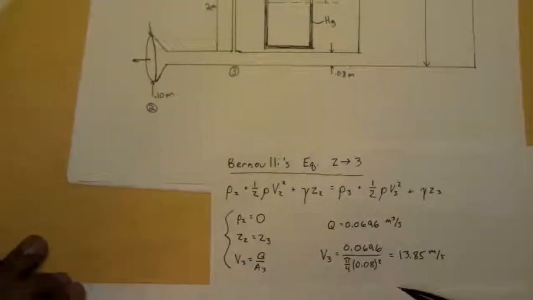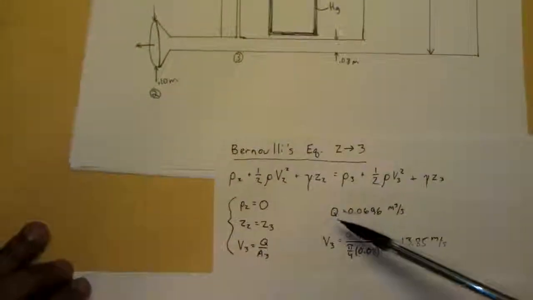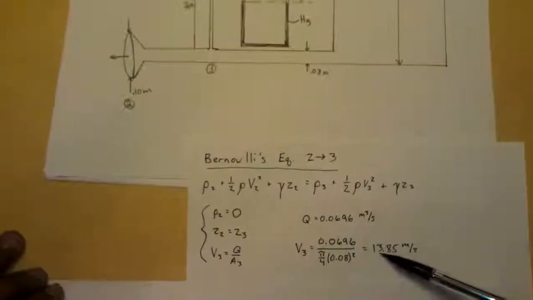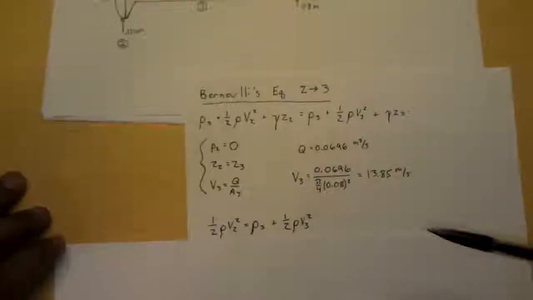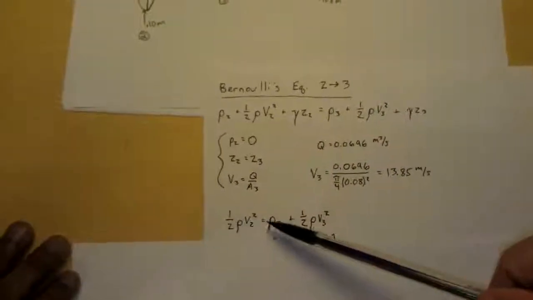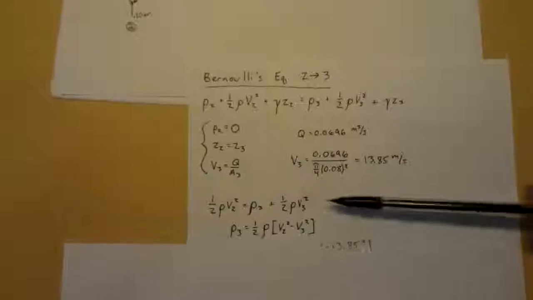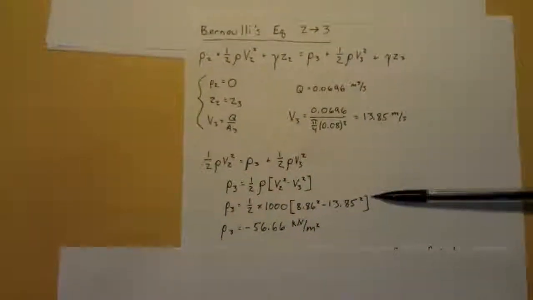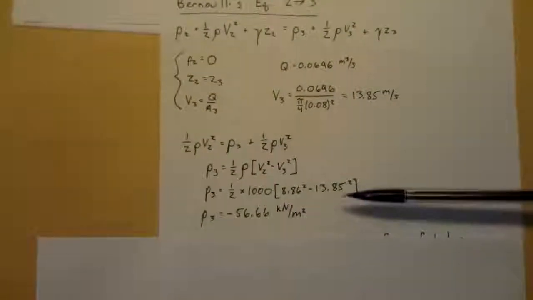We know V3 from the flow rate of the previous part, which is flow rate divided by A3, so you get your velocity at point 3, and velocity at 2 is also given from part A as well. Our reduced Bernoulli's equation becomes 1/2 rho V2 squared equals P3 plus 1/2 rho V3 squared. From rearranging, you end up getting pressure at 3 equals negative 56.66 kilonewtons per meter squared.